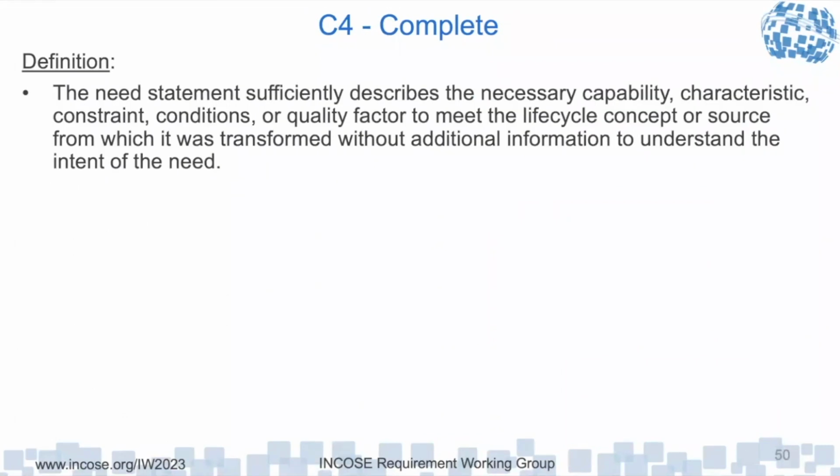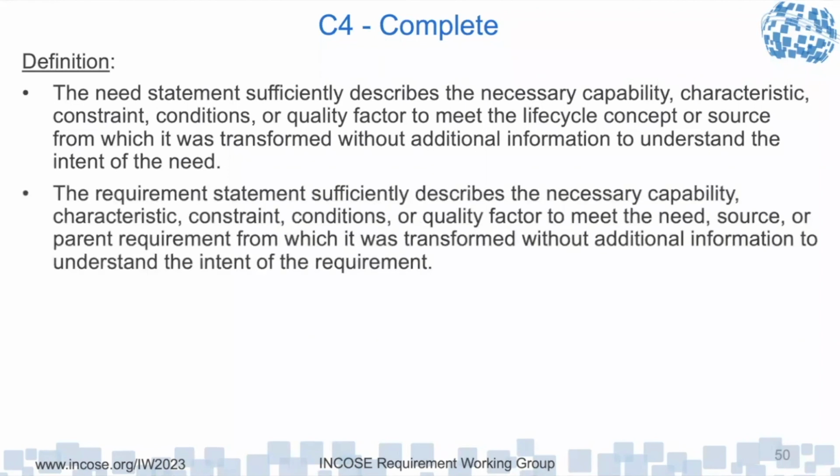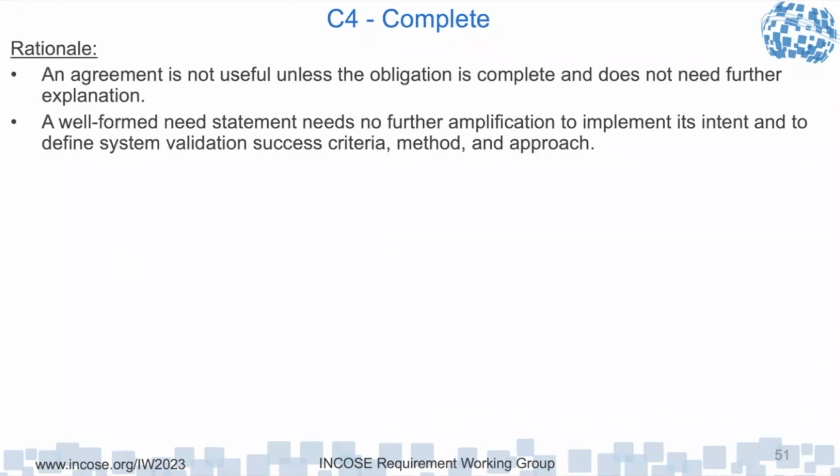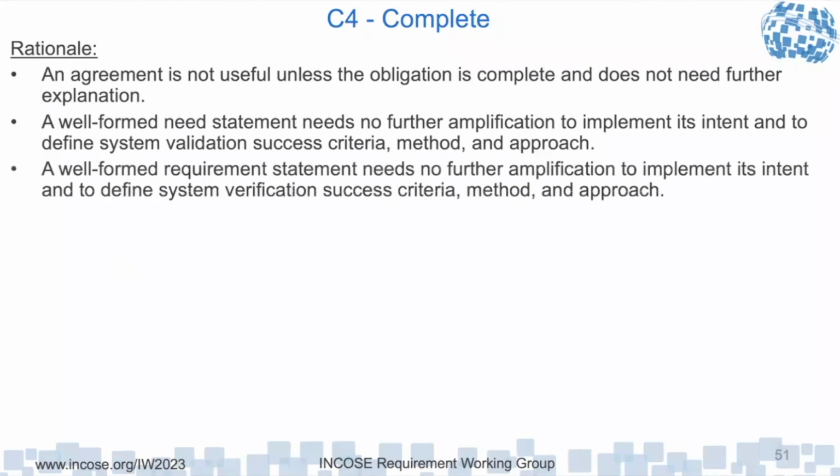So now we have complete. The need statement sufficiently describes the necessary capability, characteristic, constraint, or quality factor to meet the life cycle concepts of the source from which it was transformed, without additional information to understand it. Same statement for the requirement statement. An agreement is not useful unless the obligation is complete and does not need further explanation. A well-formed need statement needs no further explanation to implement its intent. A well-formed requirement is the same thing.